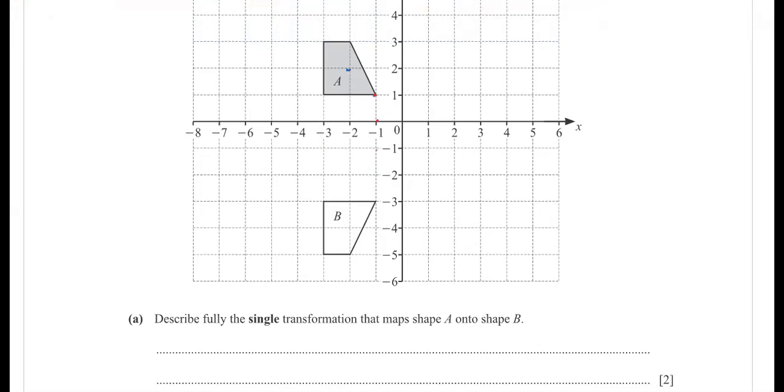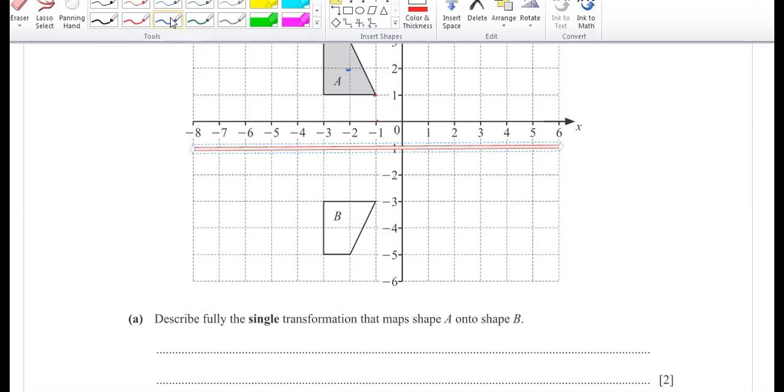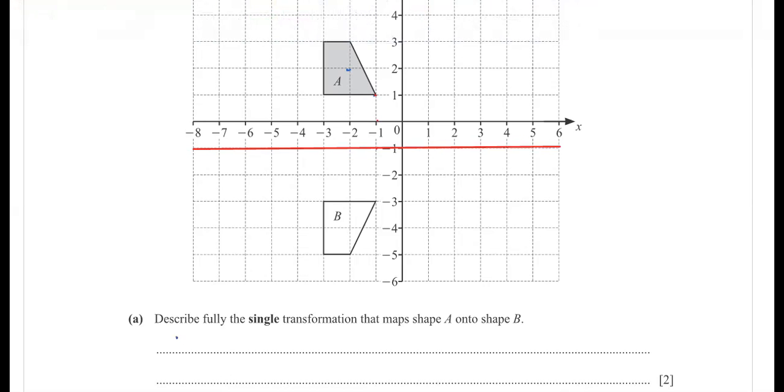No, not reaching the same point. Okay, two steps from here, 1, 2, and two steps from here. Yes, reaching the same point. So it means this is the line of reflection for them. I can even draw the line of reflection also. So it is a reflection, and that is the mirror line, or line of reflection.